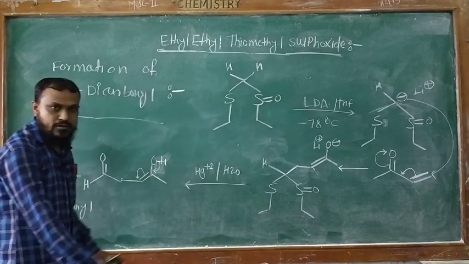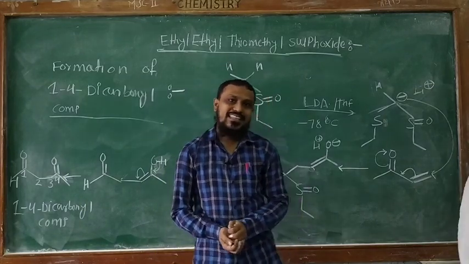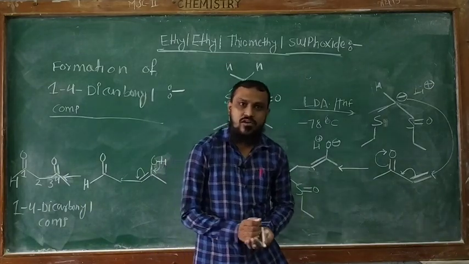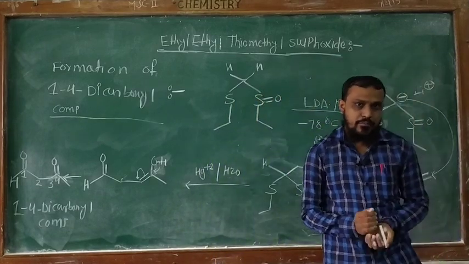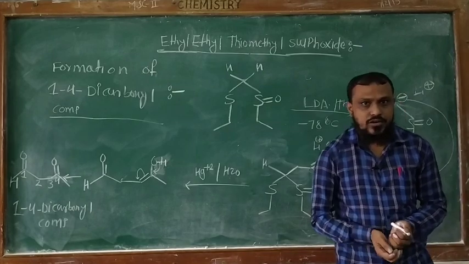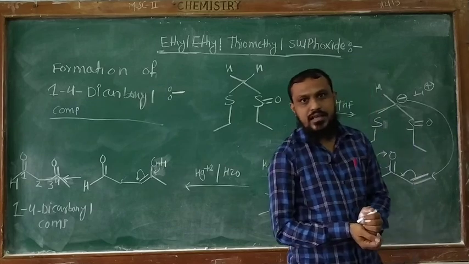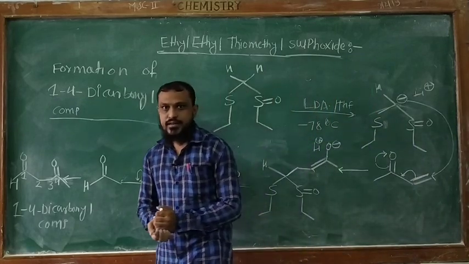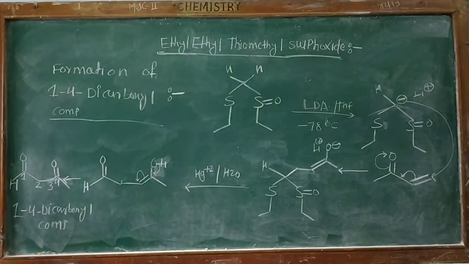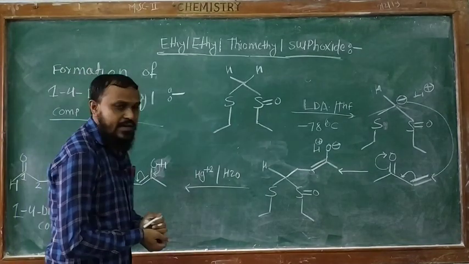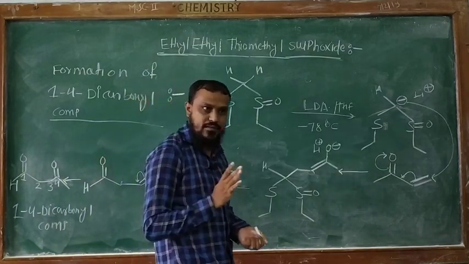compound. Okay, this is the important application of ethyl thio-methyl sulphoxide: formation of 1,4 dicarbonyl compound by the reaction of the lithiated salt of ethyl thio-methyl sulphoxide with the alpha beta unsaturated compound. I hope you will understand better. If you have any problem regarding this topic, you can ask me.